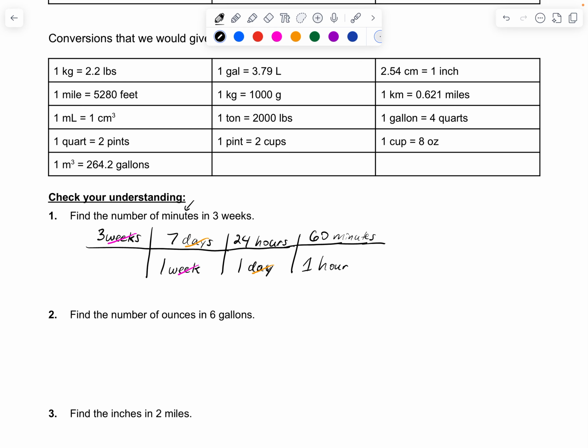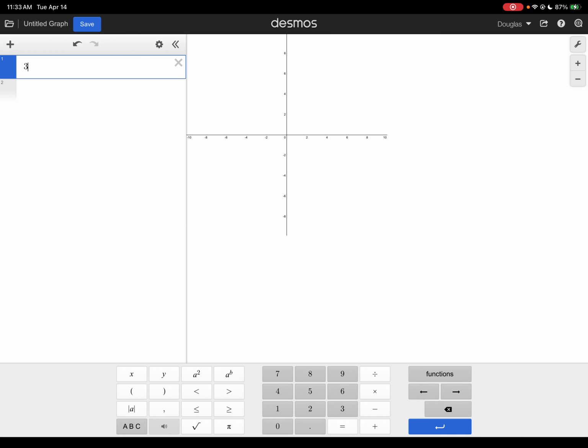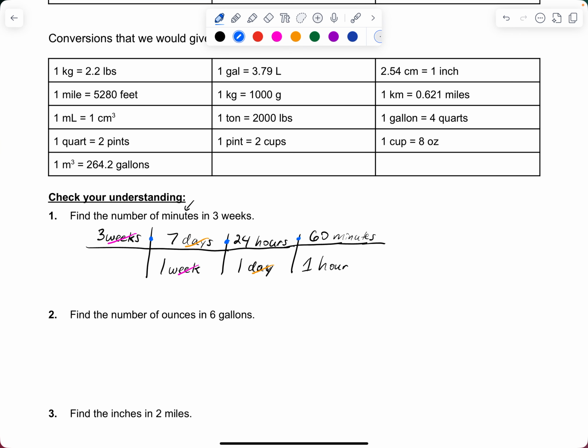Once this setup is done, you'll notice that all my numbers in the denominator are just ones. So I'm just going to be multiplying 3 times 7 times 24 times 60. I'm going to multiply that in my calculator to get my answer of 30,240 minutes. Okay, that's the first one.